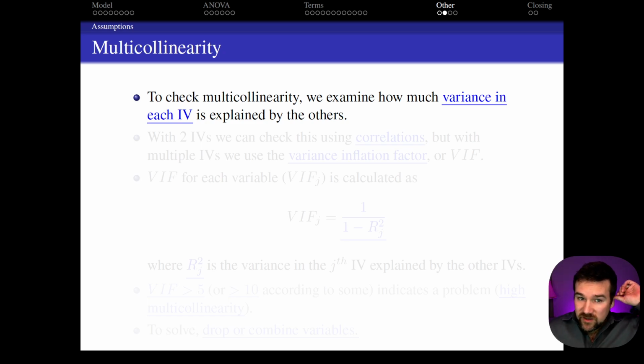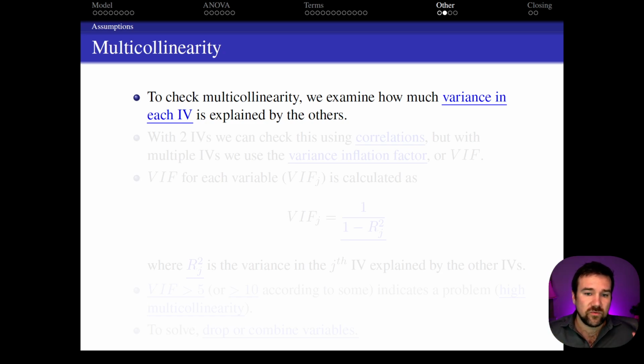For multicollinearity, you have to remember, we don't always just have two independent variables in there. Sometimes we have 5 or 10 independent variables. And when we talk about multicollinearity, I'm not just talking about the relationship between one independent variable and another. I'm talking about the joint relationship between one independent variable and all of the other ones. So to check multicollinearity, let's say I'm looking at this variable here, I want to see how much variability in that variable is explained by all of the others.